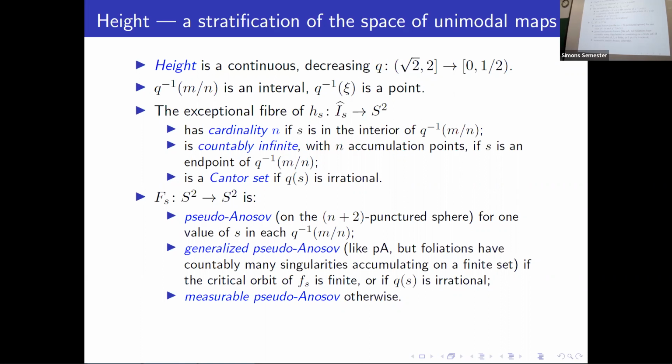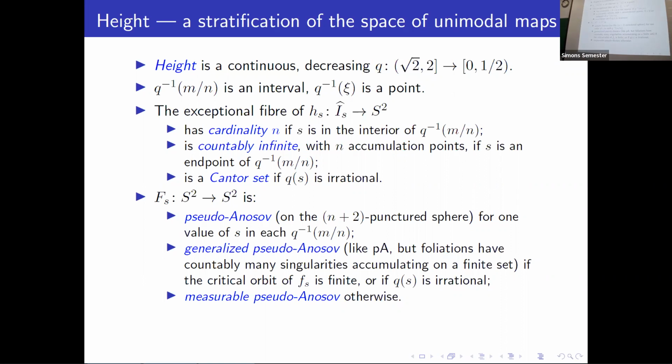More generally, whenever your Hénon map is post-critically finite, or in fact in the irrational height case, you get what's called a generalized pseudo-Anosov. Generalized pseudo-Anosovs are much nicer than measurable pseudo-Anosovs. Like pseudo-Anosovs, they have nice foliations everywhere. The only difference is that instead of having only finitely many singularities on the foliation, they can have countably many. But these countably many singularities only accumulate on a finite set. So there's only a finite collection of really bad points for a generalized pseudo-Anosov. That's the post-critically finite case. And in other cases, these things are all measurable pseudo-Anosovs. So that's the motivation for us to study measurable pseudo-Anosovs: they're what appear in this family.